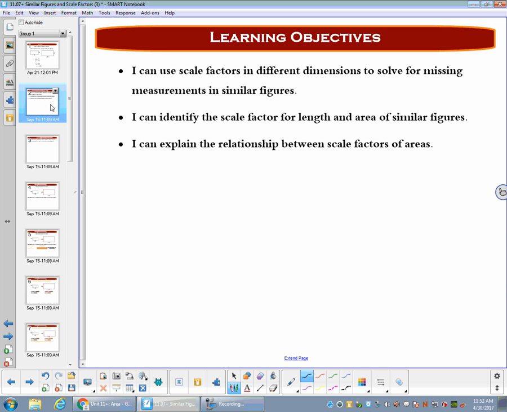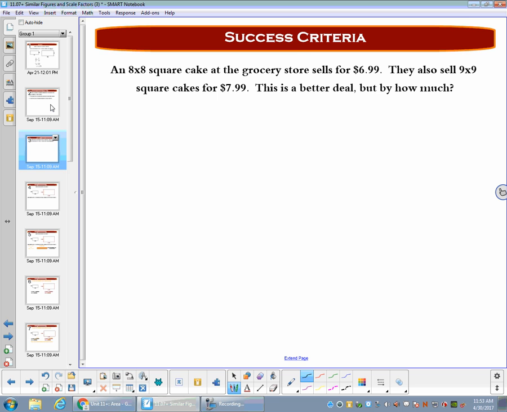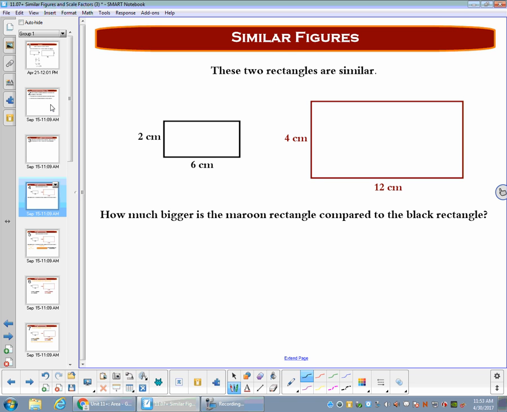So our goal for today is that we can use scale factors in different dimensions to solve for missing measurements in similar figures. Then you can identify the scale factor for length and area of similar figures. And then you can explain the relationship between scale factors of areas. Hopefully this will make sense in 10 minutes. And we have our success criteria.